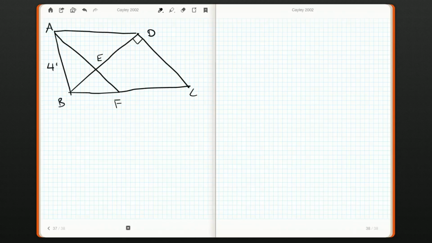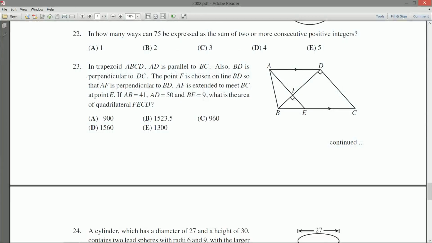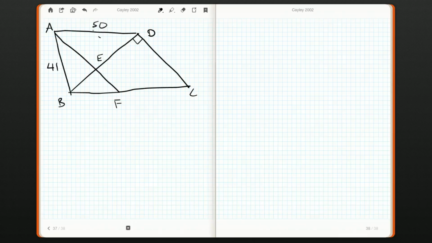We're told AB is 41. So we got a 50 here. What else were we told? BF is 9. Oh, I have E and F misplaced. This is F up here, and this is E down here. So we got 9 here, and we have right angle triangles all through here. They only showed us one in the picture, but we can prove that the rest all exist.